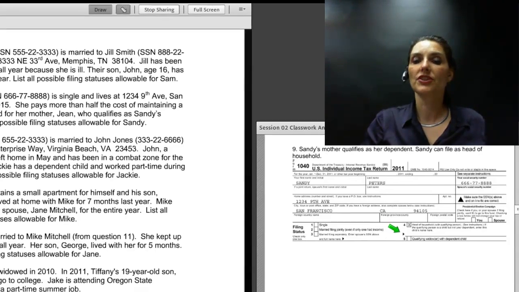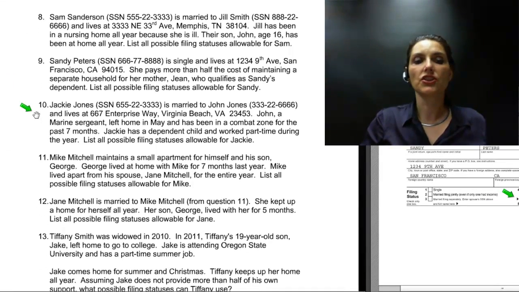And finally, question number 10. Jackie Jones is married to John Jones, and they live in Virginia Beach, Virginia. John, a Marine sergeant, left home in May and has been in a combat zone for the past 7 months. Jackie has a dependent child and worked part-time during the year. List all possible filing statuses available or allowable for Jackie.